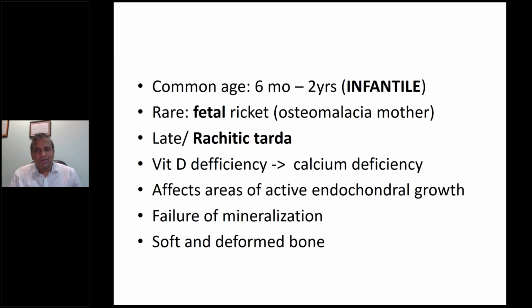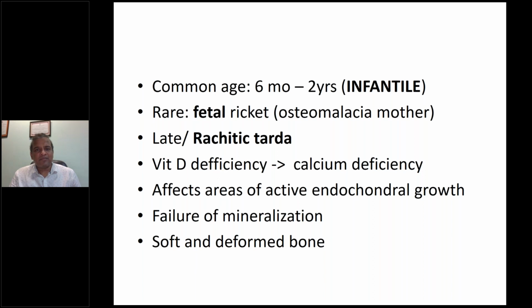Commonly they present in the early infantile age, 6 months to 2 years, because that's the period when the child is weaned off from the breast milk and starts taking normal food, and the child also grows quite rapidly. So in this time, if there is a deficiency of vitamin D, especially from the dietary, from the milk, from the sunlight or other sources, then they can develop this kind of infantile rickets.